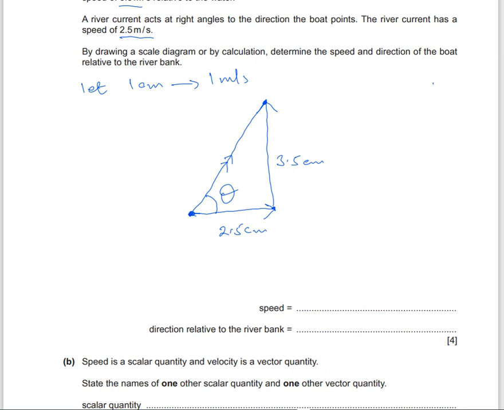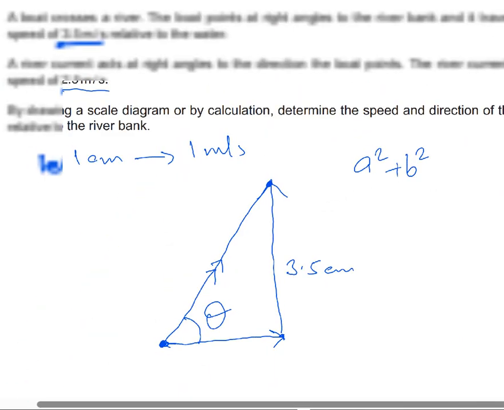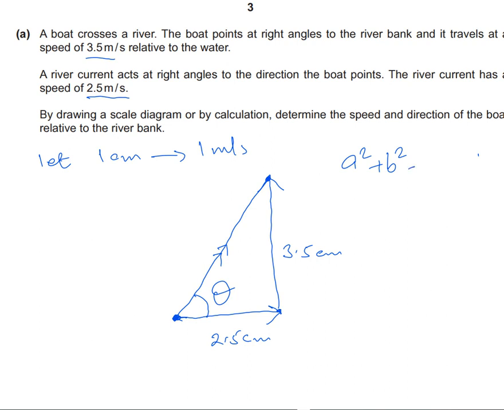Or you can use Pythagoras theorem, which is a squared plus b squared is equal to c squared. From there, a squared is 2.5 squared, b is 3.5 squared. Then c squared, we can call it resultant speed squared. So when you add this, you're supposed to get 18.5, which is equal to resultant speed squared.